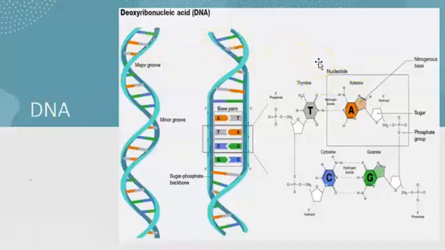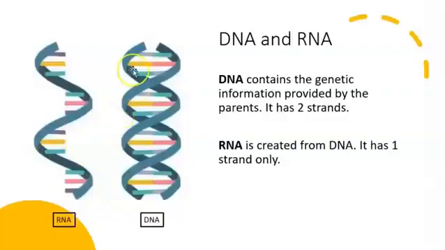The nucleotides are composed of three main areas. They are composed of sugar, a phosphate, and a nitrogenous base, or a base that contains nitrogen. Which ones are the bases that contain nitrogen? Cytosine, thymine, adenine, guanine. DNA has two strands. One strand, two strands, or two chains.